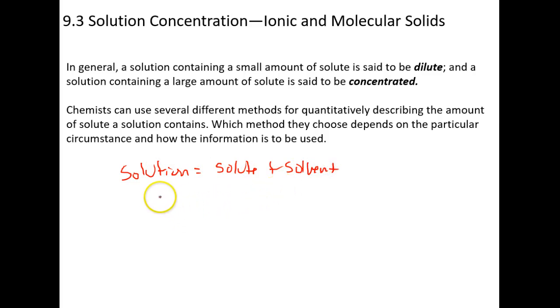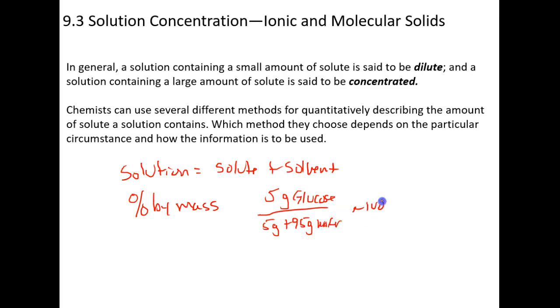And the two types of concentrations we're going to talk about are percent by mass, which is pretty much the mass of your solute divided by the mass of the solution. So if you have a 5% glucose solution, that means you have 5 grams of glucose divided by 5 grams of glucose plus 95 grams of water times 100. That's basically the percent by mass. The other one is molarity, and this is one most people have never really heard of, and that is moles of your solute divided by liter of solution.